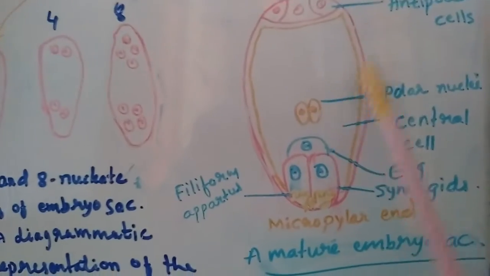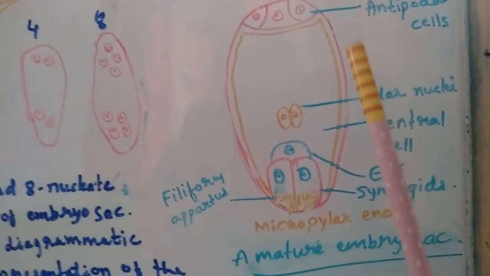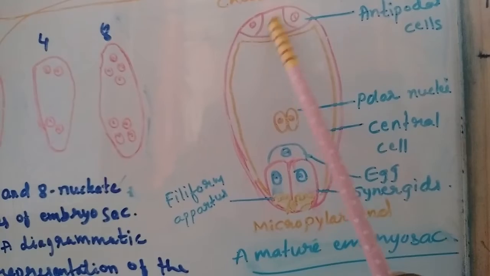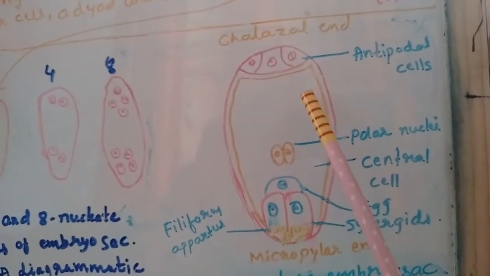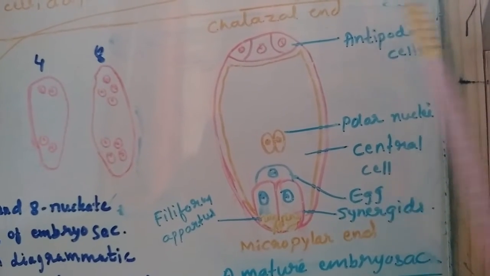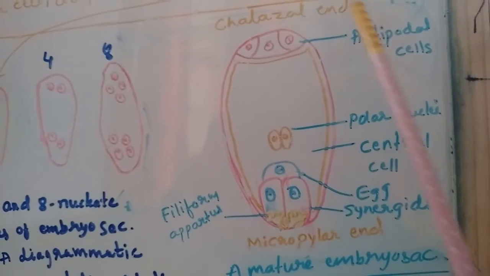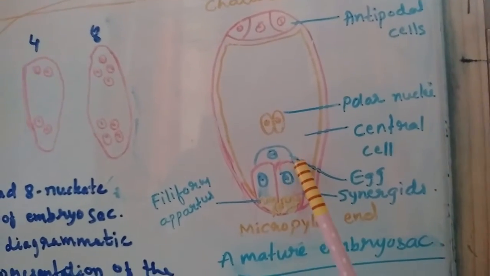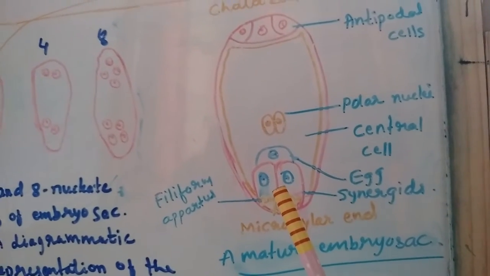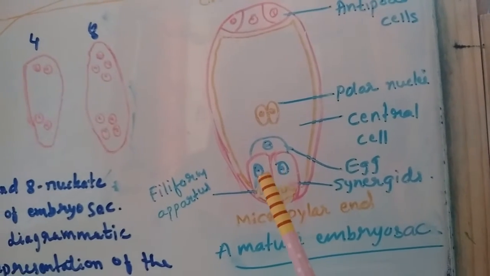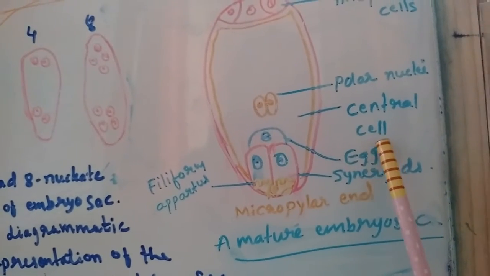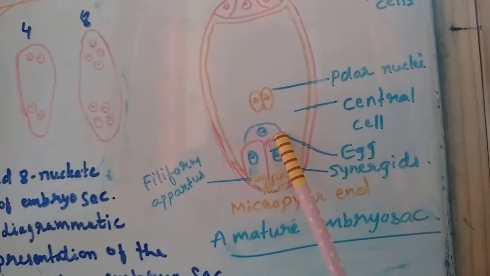So how many cells are present here in the mature embryo sac? We have 7 cells. These 3 towards the chalazal end are known as antipodal cells. 3 cells towards the micropylar end are known as the egg apparatus. In this, 2 cells are known as synergids, and only 1 is known as the egg cell.